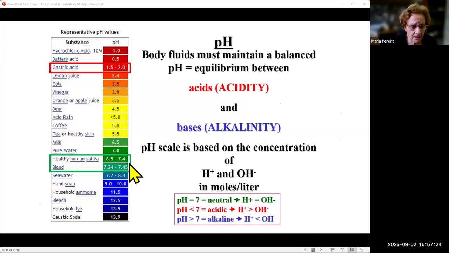Okay, so the pH in the saliva and the blood is neutral because the number of hydrogen ions is equivalent to the number of hydroxide ions. In the stomach, the pH is very acidic. That means that the number of hydrogen ions is much higher than the number of hydroxide ions. So in the gastric fluid, the cells that make the walls of the stomach secrete hydrochloric acid, and that's what makes it very acidic.